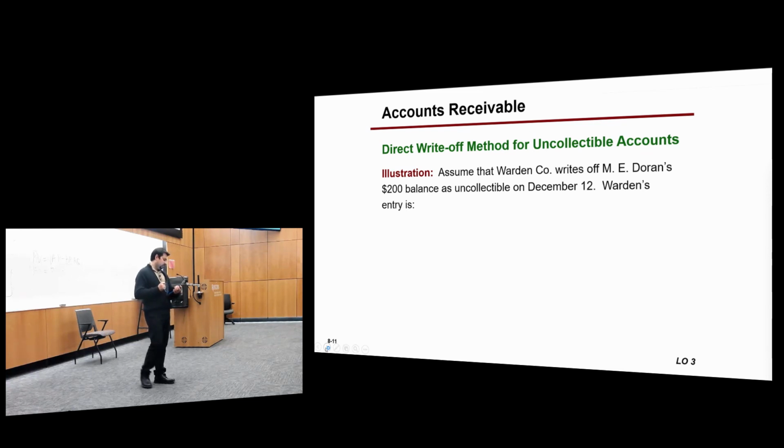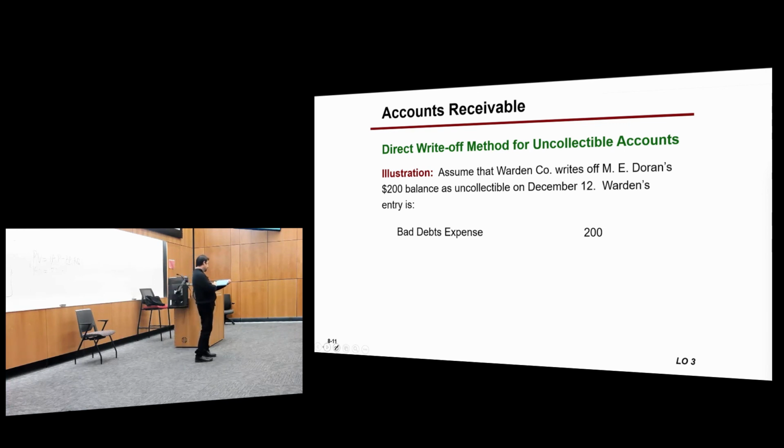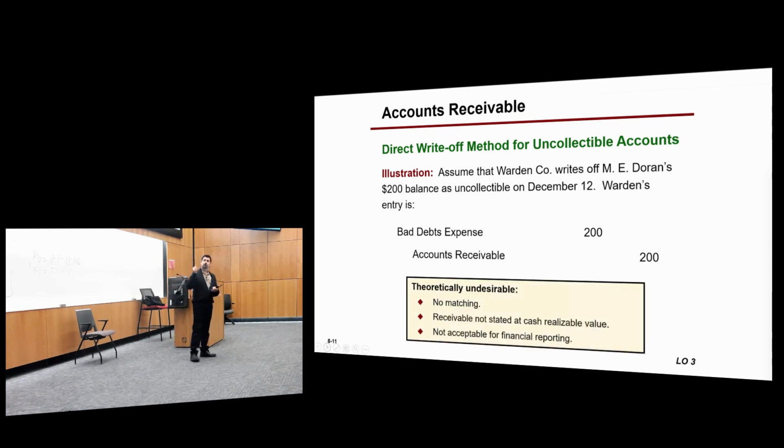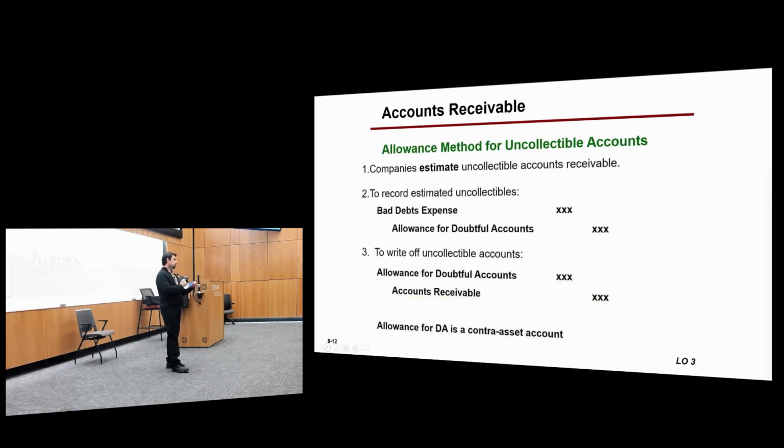Assume that a Warden company writes off Duran's $200 balance as uncollectible on December 12th. How do they do that? It's a direct write-off. They directly write it off from accounts receivable. So what will happen is you debit the expense account, bad debts expense, and you credit accounts receivable for that company. You wrote off the account for that company. Okay? Does anyone have any question about the direct write-off method?